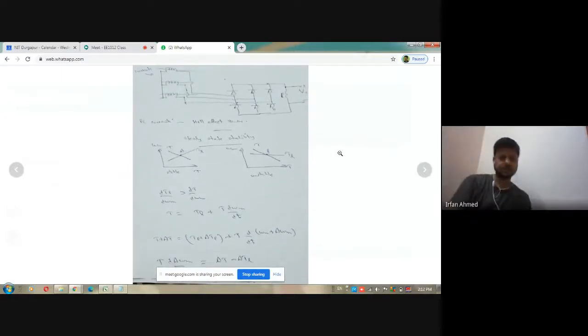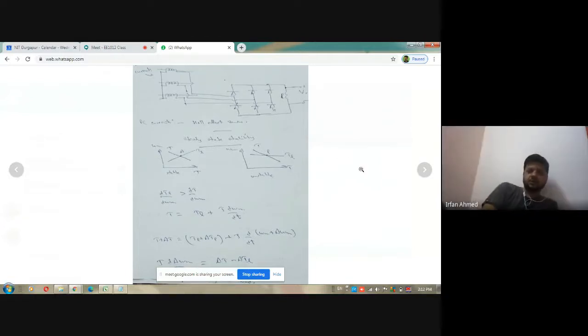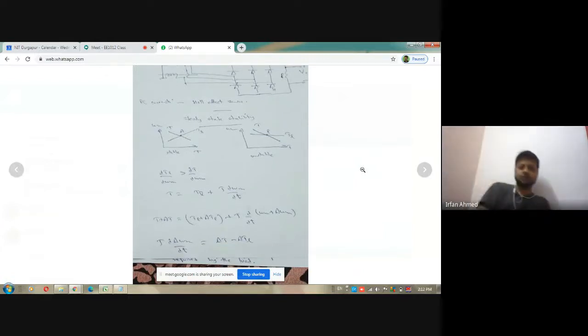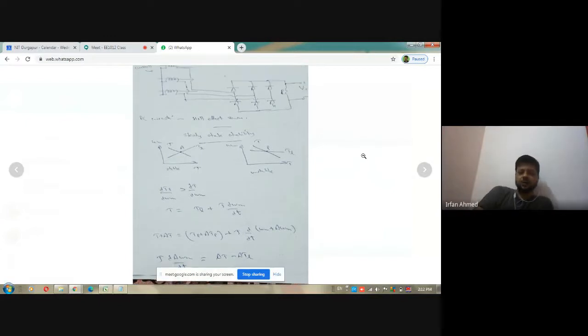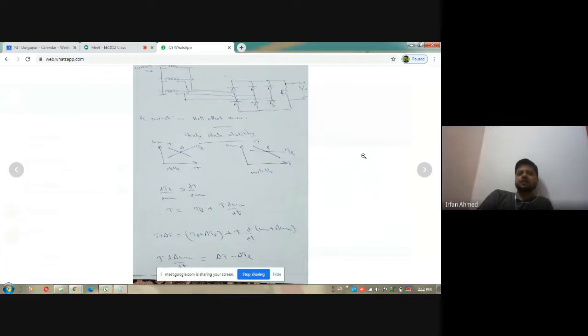Okay, so we are seeing two diagrams there, under the heading steady state stability. In both the diagrams, on the x-axis you have torque, and on the y-axis you have speed. So basically, these are the torque speed characteristics of the motor as well as the load. You cannot determine the stability using only motor characteristics or using only load characteristics. Stability will depend on their combination.